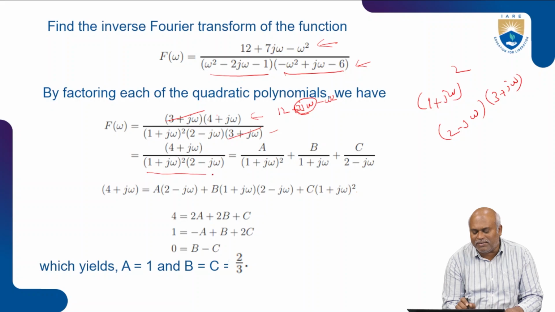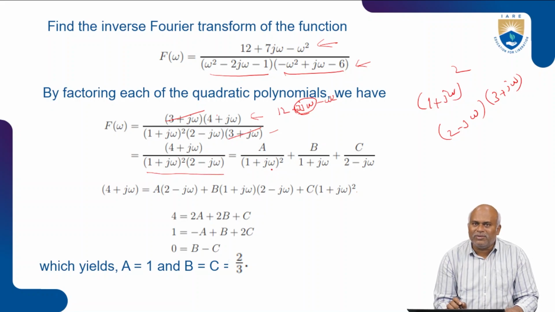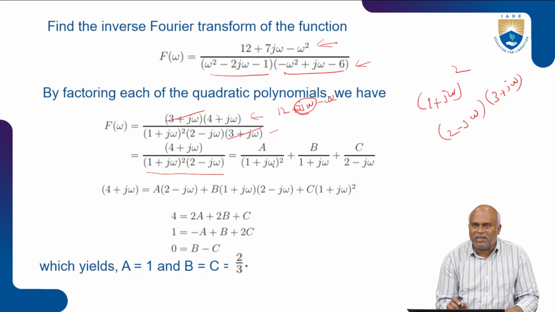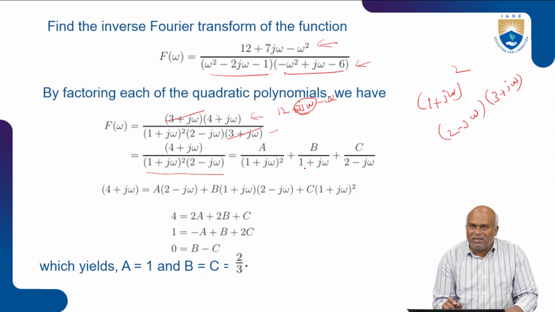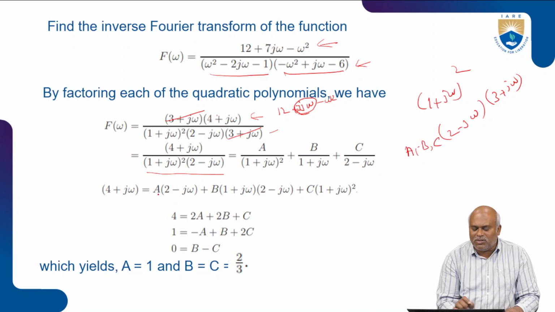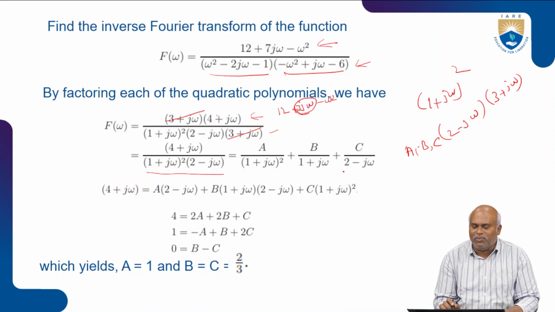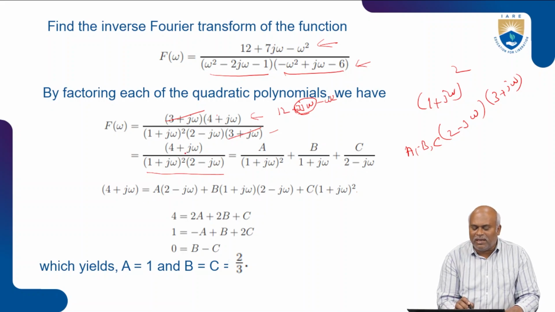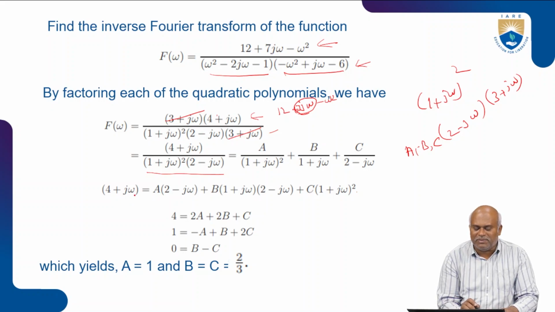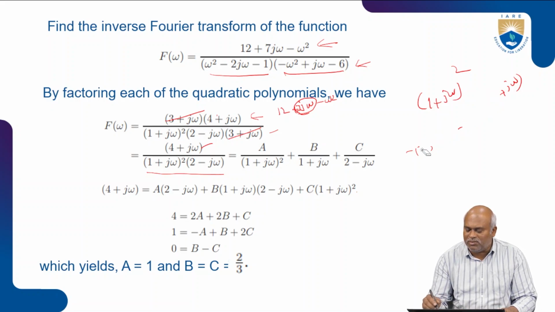Then I use the partial fraction form: A divided by (1 + j omega)^2 plus B by (1 + j omega) plus C by (2 - j omega). Now I should find A, B, C. To find them, I do the cross multiplication. Only the upper part, the numerator, 4 + j omega, I should write here.